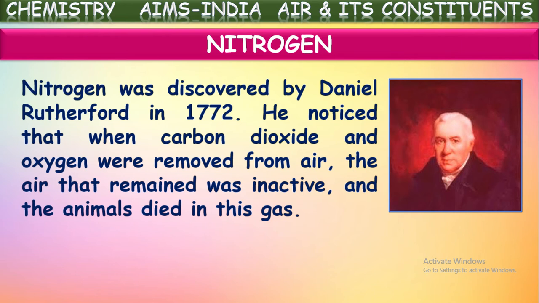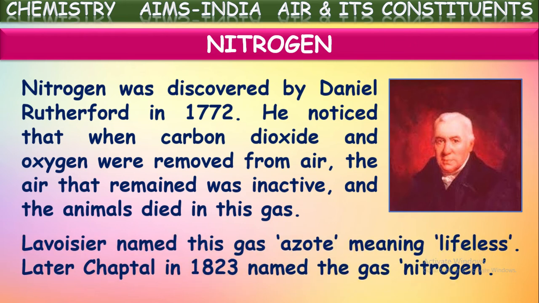How did he do it? He removed oxygen and carbon dioxide present in the atmospheric air. Then he found the remaining air to be inactive and a non-supporter of combustion, and even animals died in the atmosphere of this gas. Lavoisier named this gas azote, meaning lifeless. In the presence of this gas animals died, so the name azote was given to nitrogen gas at the start. That means azote means lifeless.